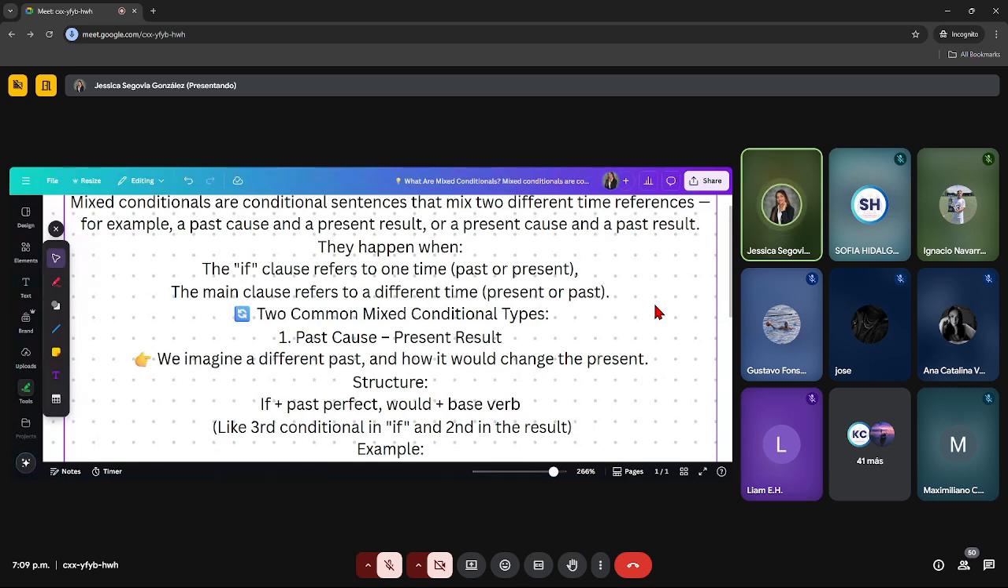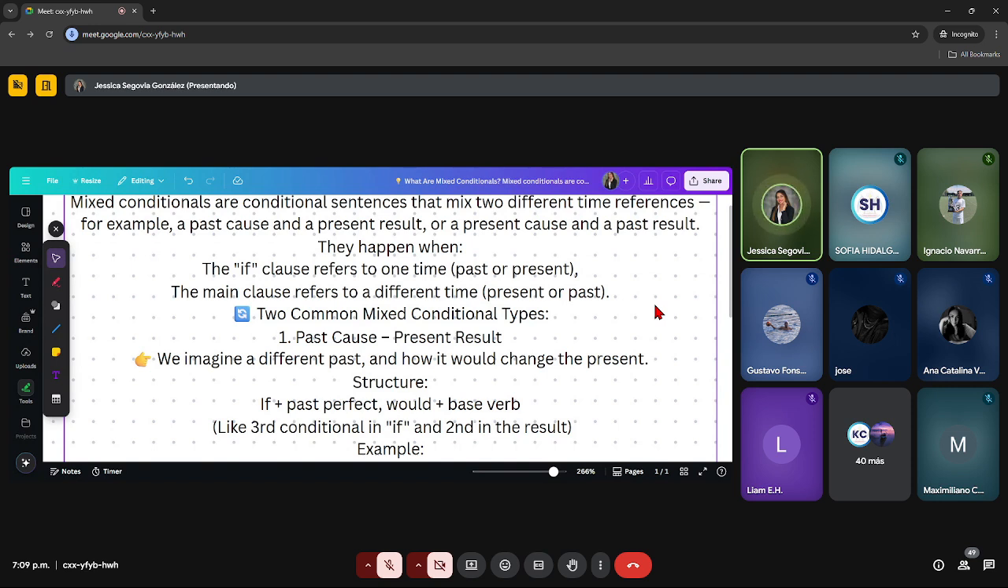Sé que hemos estado escuchando mucho, pero mucho sobre que si es un present situation o si es un past situation y el resultado en dónde está, si está en el presente o si está en el pasado. Recuerden que una mixed conditional que tenga o que sea una situación del presente, la otra parte de la oración siempre será el opuesto. Si la situación es presente, el resultado es pasado. Si la situación es pasada, el resultado es presente.